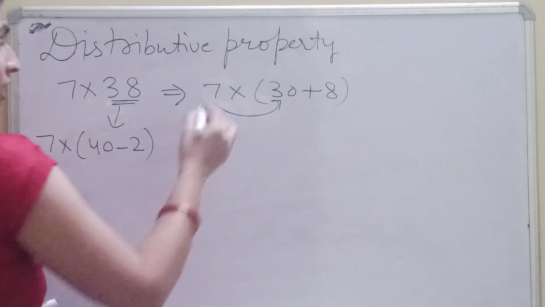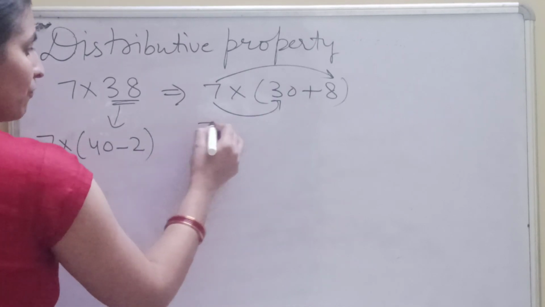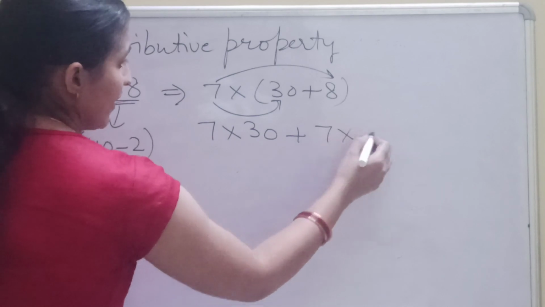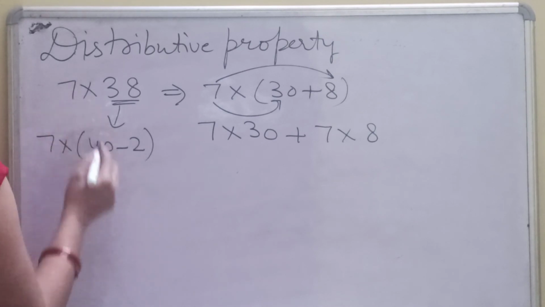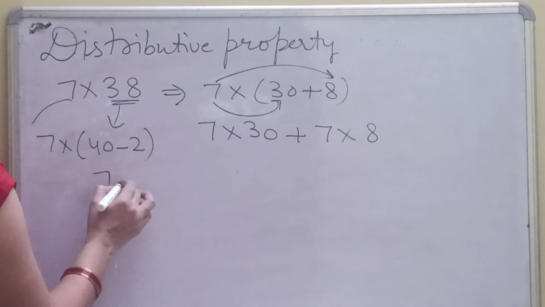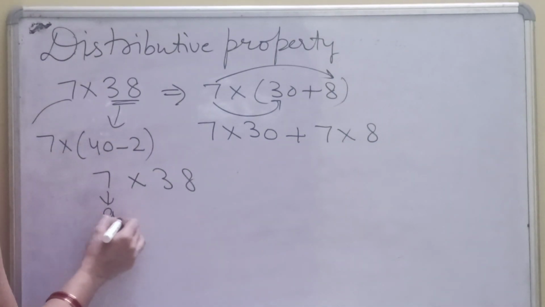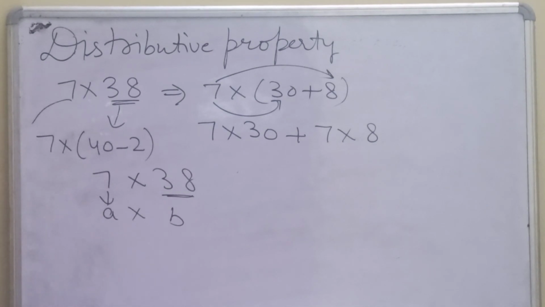We multiply these two, and the symbol between is addition, so we have to add. So 7 into 30 plus 7 into 8. This way we are having it for fixed numbers. Now if in place of 7 you are having A, and in place of 38 you are having B, then what to do?